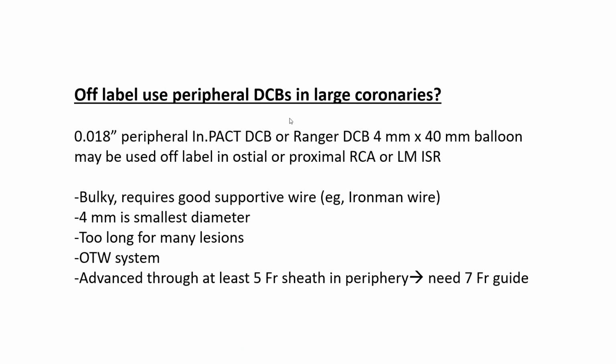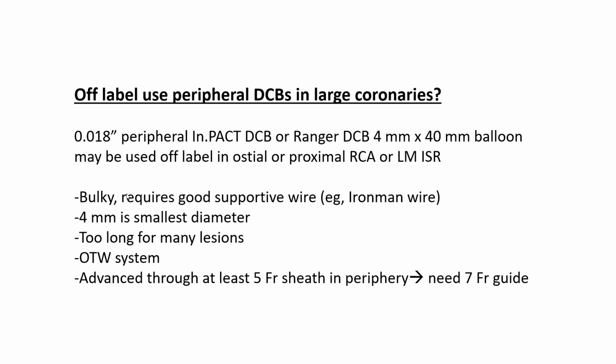We don't have DCB in the US, but there is a way of using off-label peripheral drug-coated balloon in rare cases. There is caveat to using that, and those are the caveat. They are 0.018-inch peripheral DCB, Impact or Ranger DCB. The smallest size they come in is 4 by 40 millimeters. You can use them off-label in large proximal or ostial RCA or left main.